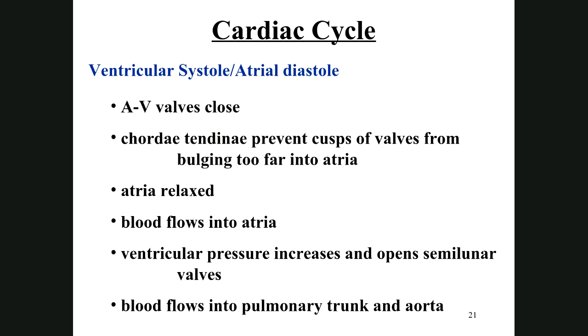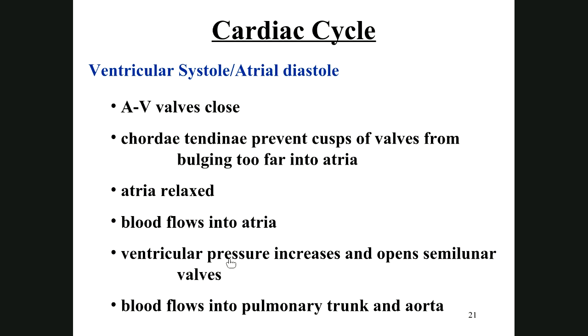All right, so you can say the AV valve is closed because the chordae tendineae prevent the cusp from bulging out. The atria relax, and blood flows. Now this blood here is the venous return. When the ventricles started to contract, blood started coming back into the atria during the relaxation. This is different blood from this blood. This is the venous return blood for the next cycle, if you will.